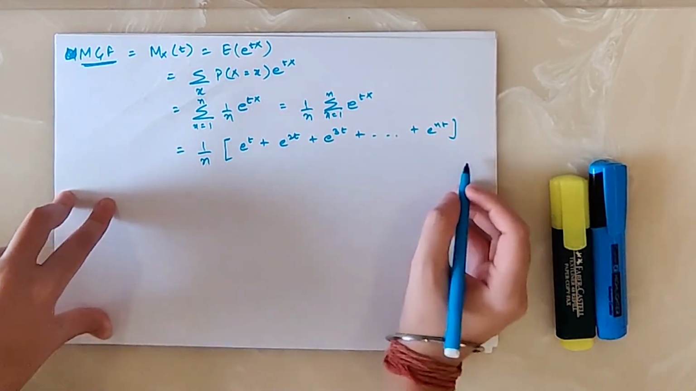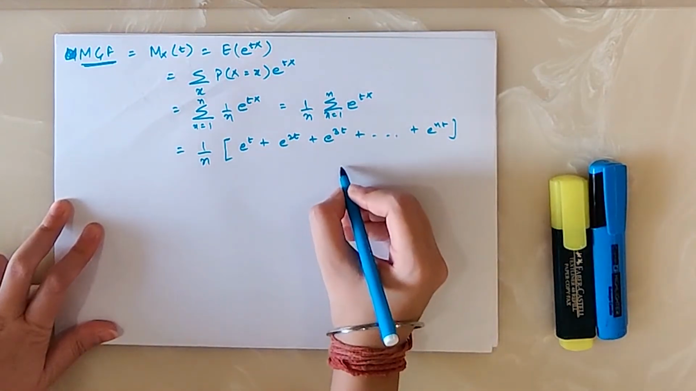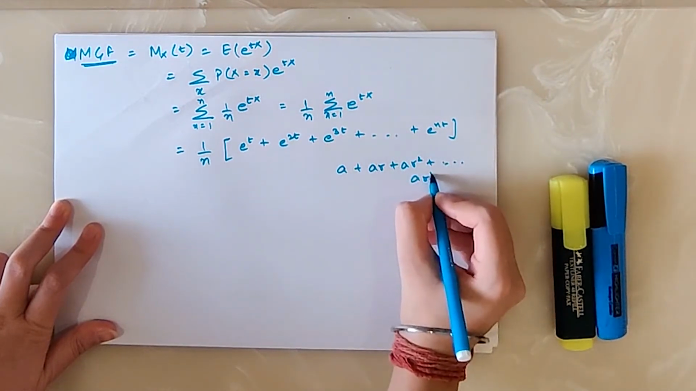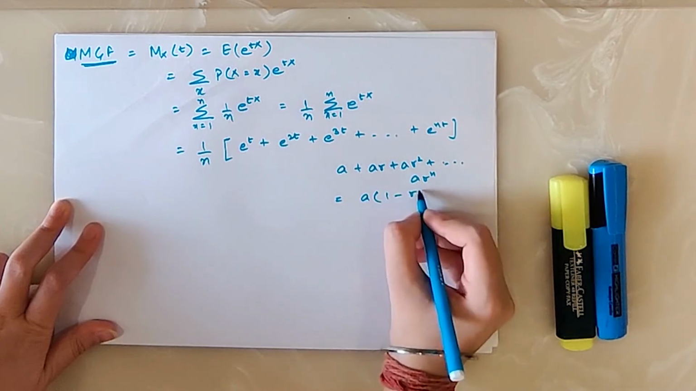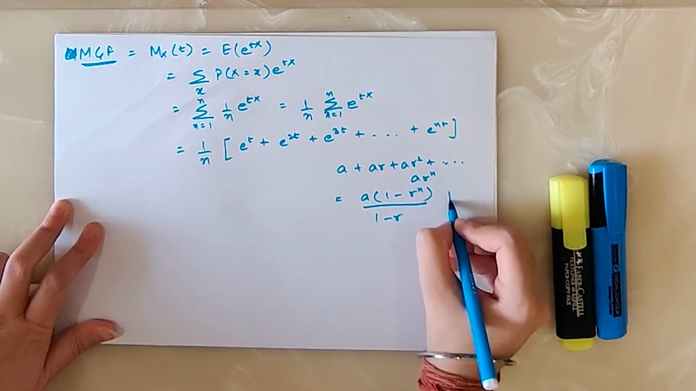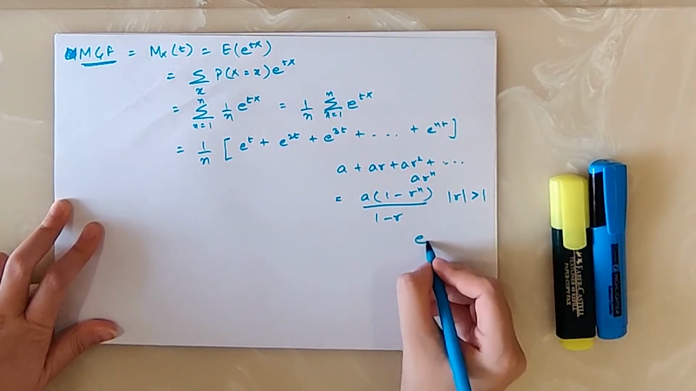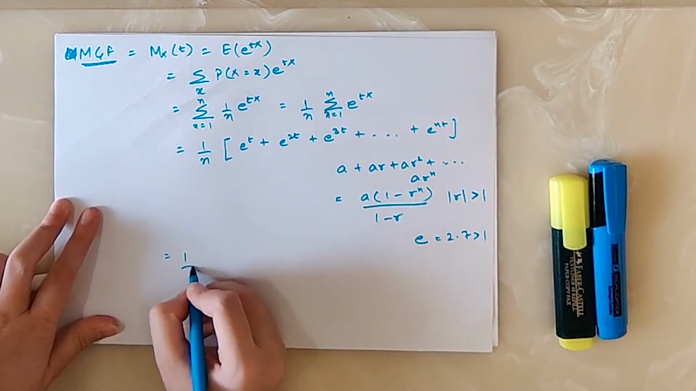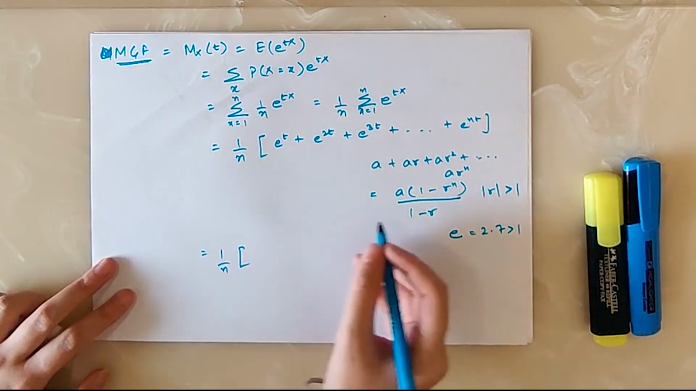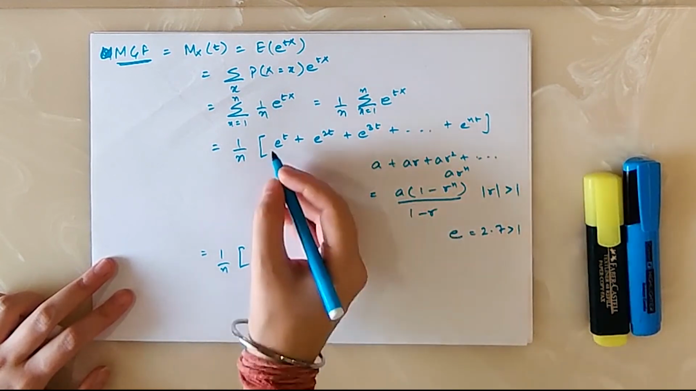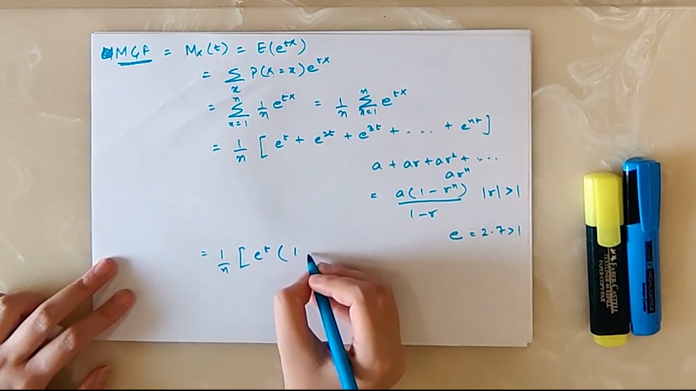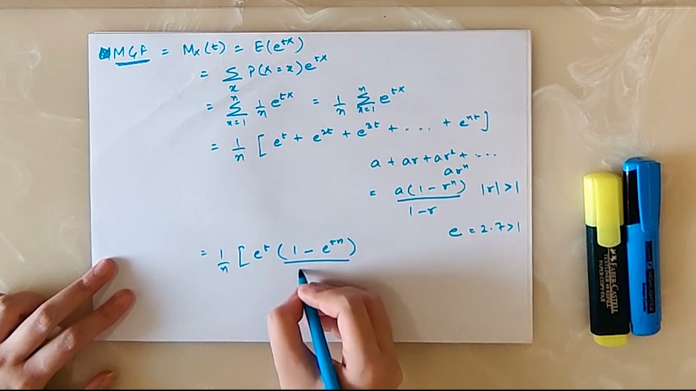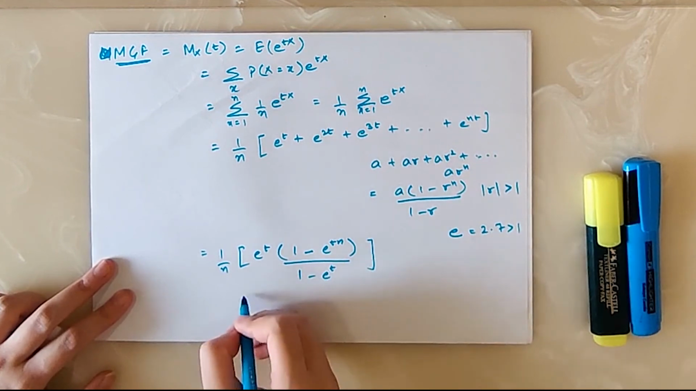Now if you see, we have a geometric progression. So a plus ar plus ar squared till ar to the power n minus 1 is equal to a into 1 minus r to the power n upon 1 minus r, for mod of r greater than 1, since our e is equal to 2.7, that is greater than 1. So we have 1 by n into, now using this particular formula, we get a as e to the power t, and 1 minus r to the power n as 1 minus e to the power tn, upon 1 minus e to the power t. This is our MGF.